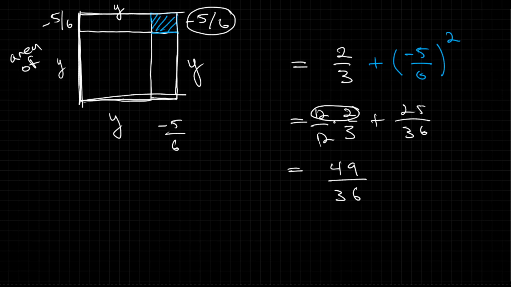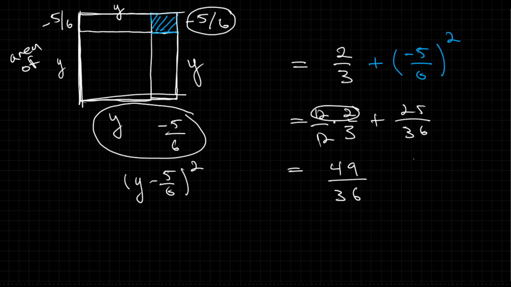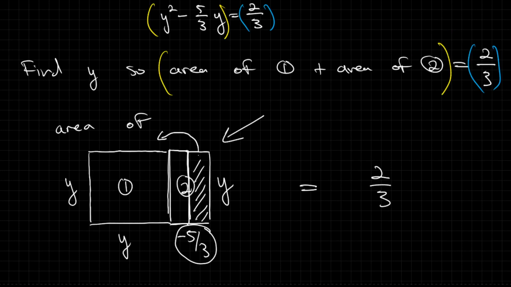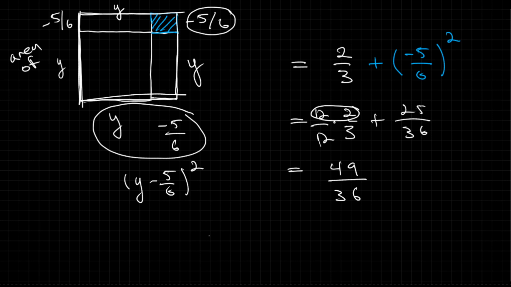Well, the side length is y plus negative 5/6. So the area of that large square is y plus negative 5/6 squared, or in other words, y minus 5/6 squared. And so from looking at our problem geometrically and rearranging the shapes a little bit, we arrive at an equation that says y minus 5/6 squared equals 49 over 36.